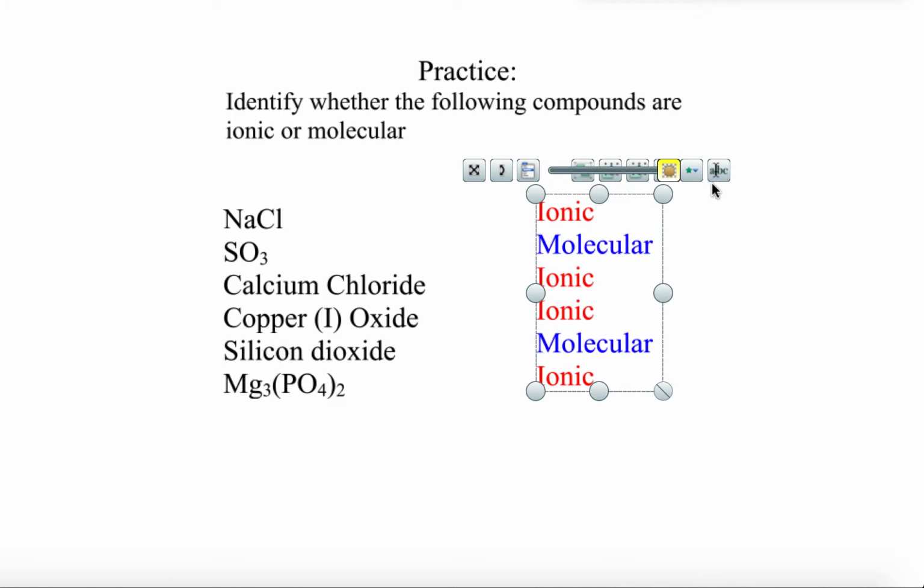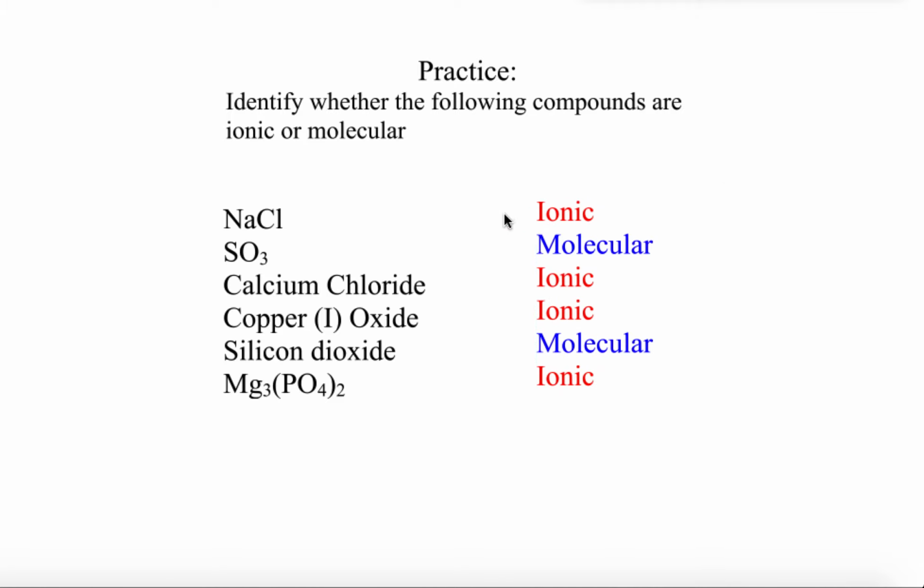And here's answers here. So you can see that anything with a metal, like sodium, calcium, copper, all of these have got the ionic label to them because it is a metal. The second part is a non-metal. Even down here, the Mg3PO4 too. Magnesium is a metal. PO4, these are all non-metals. So you can think of that phosphate ion as also being a non-metal.